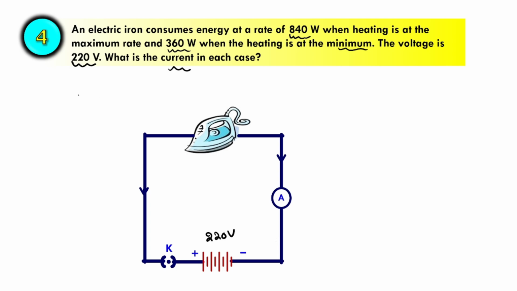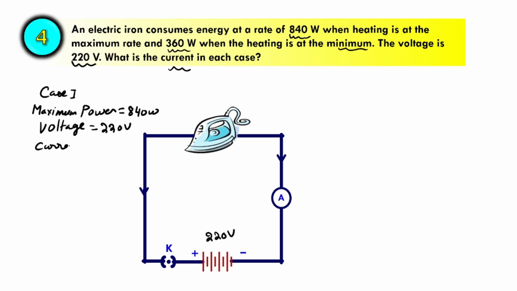So we all know that in the case of the first one, we have the maximum power. Now, the maximum power that we have here is equal to 840 watts. The voltage I know is equal to 220 volts, that is fixed. And if I talk about the current, let me call the current in case 1 as I1, and the power is P1, and voltage is V. The formula we have got, what is power? Power is equal to voltage multiplied by the current.